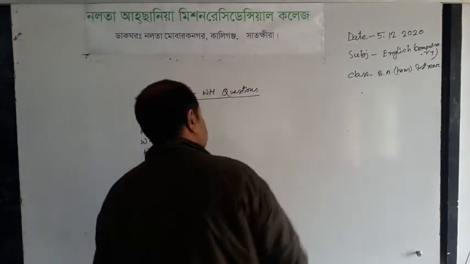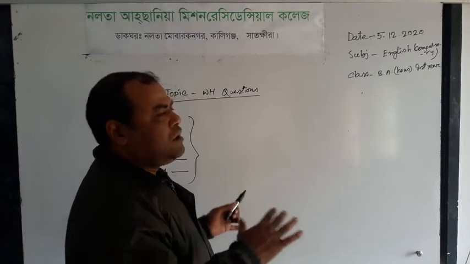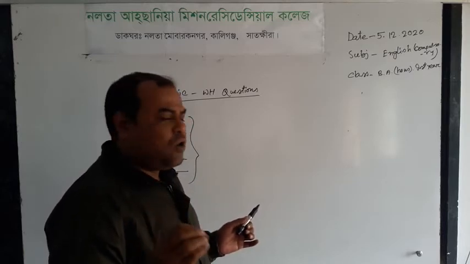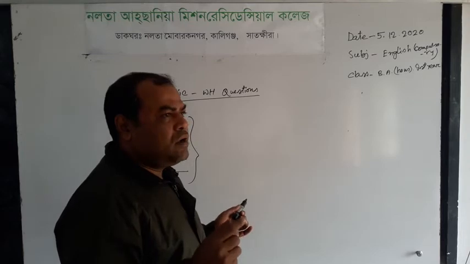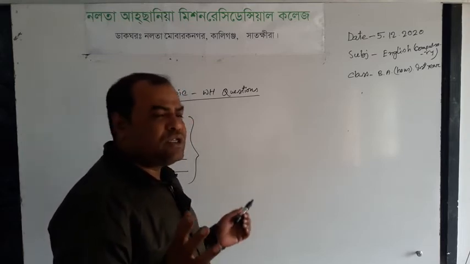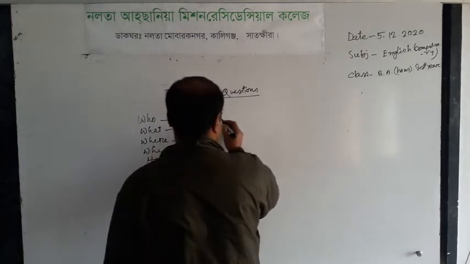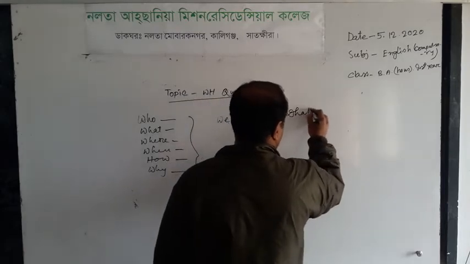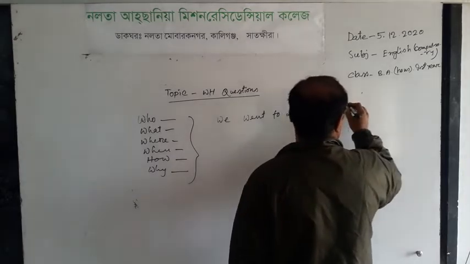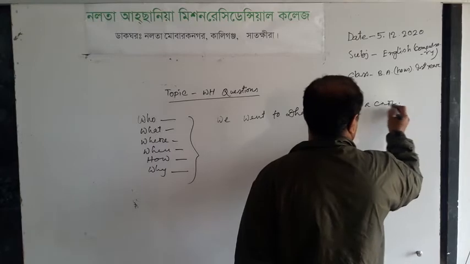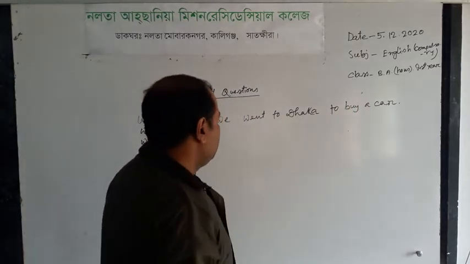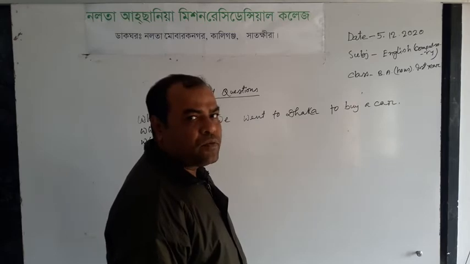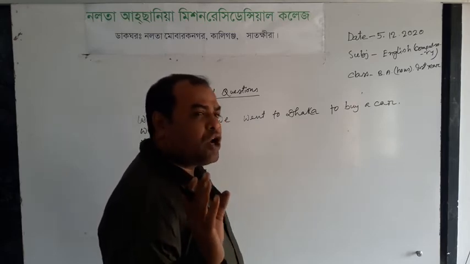If the sentence is enlarged, and the sentence may be a large sentence, there may be more than 1, 2, 3 or more answers by which we can make questions, such as: we went to Dhaka to buy a car. Here, we went to Dhaka. Look at the example. We went to Dhaka to buy a car. We can use 2 WH questions here.